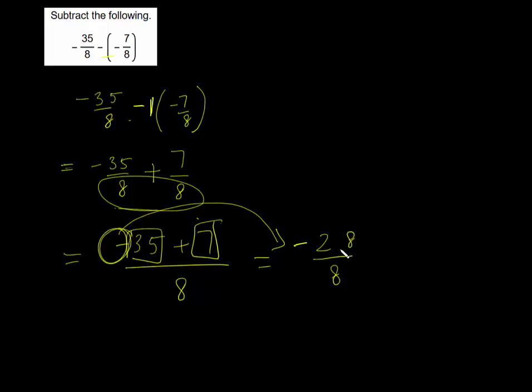Now clearly both of these numbers are divisible by 4. They are both multiples of 4. So we can reduce this fraction by dividing top and bottom by 4, which comes out to be negative 7 over 2, and that's your final answer.